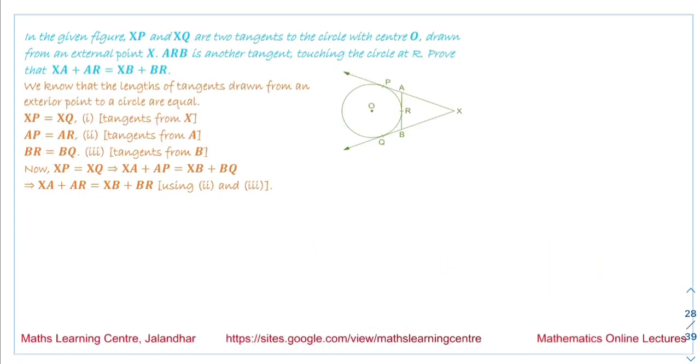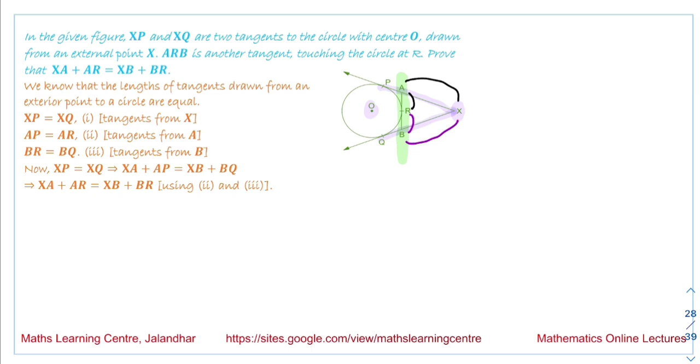Next, in the given figure, XP and XQ are 2 tangents to the circle with the center O. These are the tangents drawn from the point X. ARB is another tangent, touching the circle at the point R, any point R. We have to prove that XA plus AR, this length XA plus this length AR, is equal to XB plus BR. We have to prove this result.